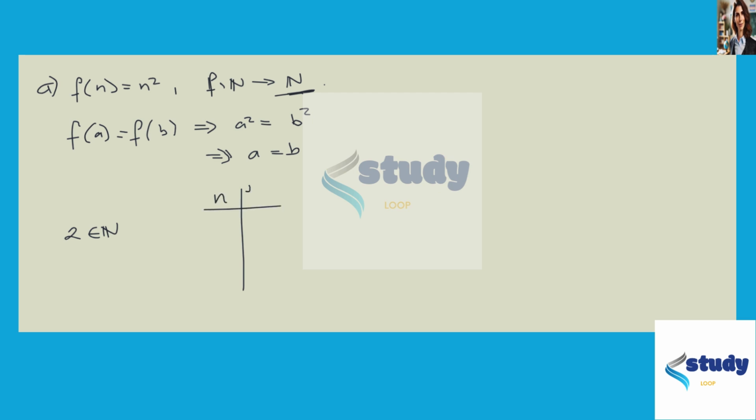So if we have n and f(n), for 0, 1, 2, 3, 0 squared is 0, 1 squared is 1, 2 squared is 4, 3 squared is 9. But 2 cannot be generated from this. Therefore, it is a one-to-one function, but it is not onto.